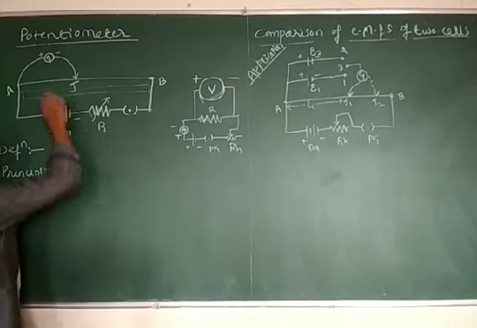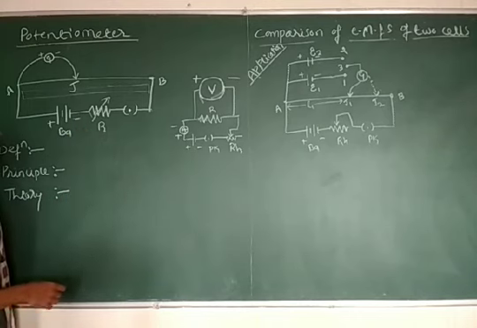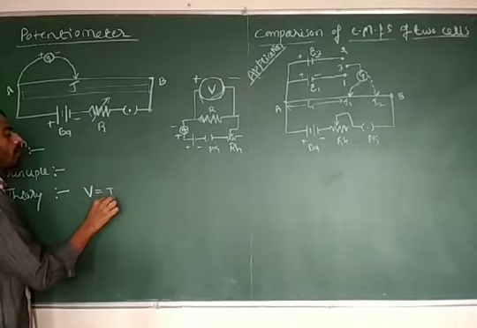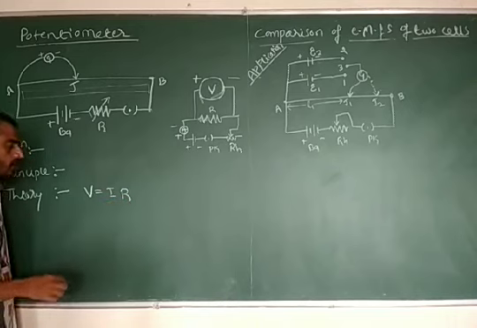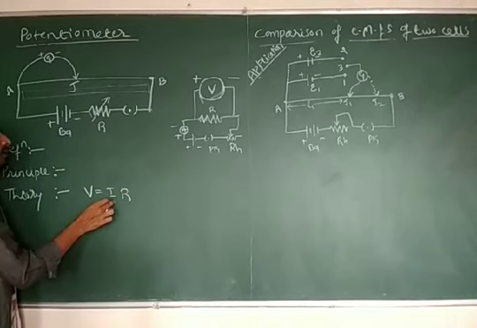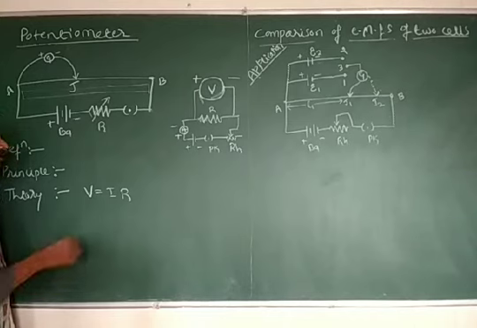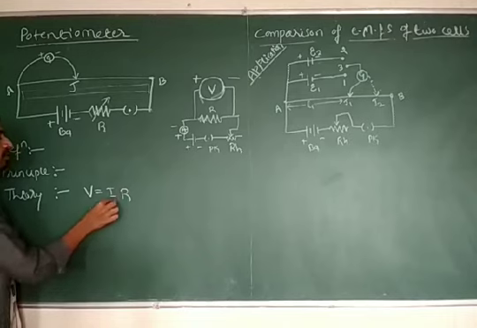Principle: the principle used to construct this potentiometer. We know Ohm's law, V is equal to I into R. The current flowing through a conductor is directly proportional to the potential difference maintained across its ends. V is equal to I R.